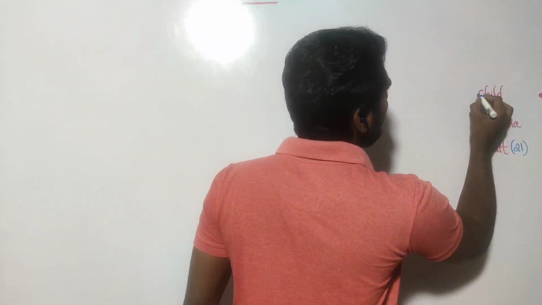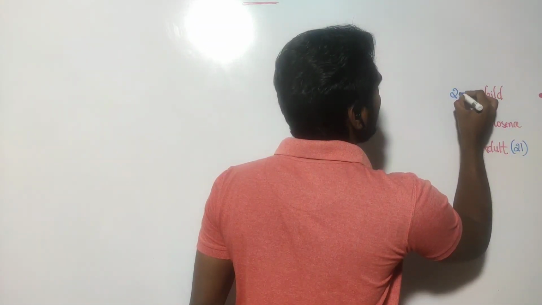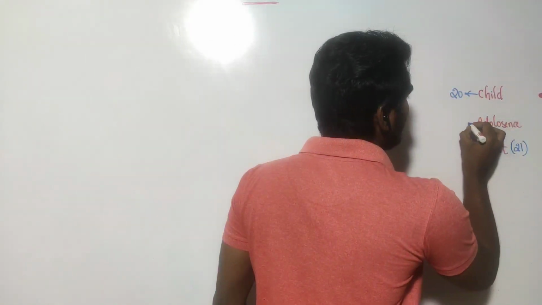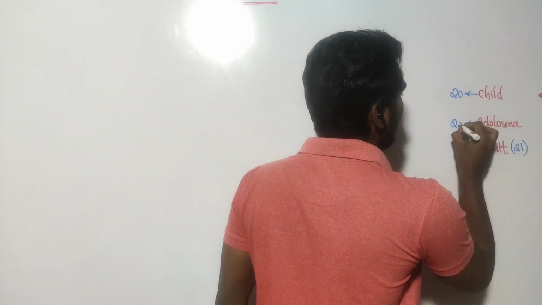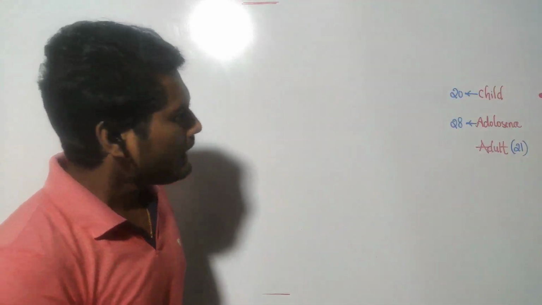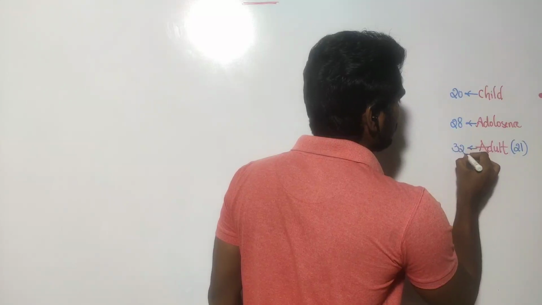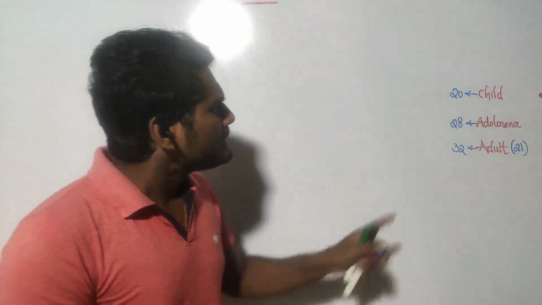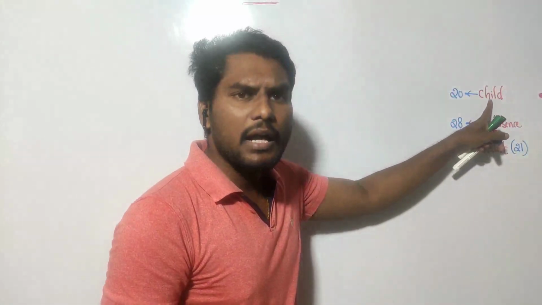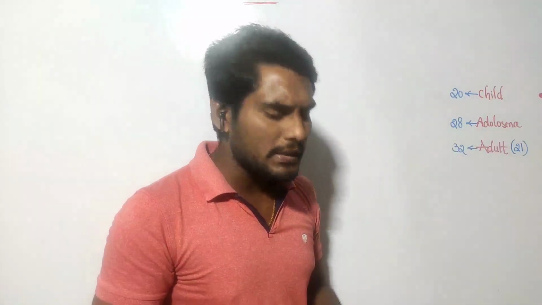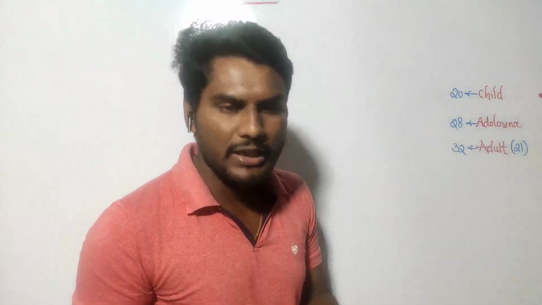How many teeth does a child have? 20 teeth. How many teeth do adolescents have? 28 teeth. And how many does an adult have? An adult contains 32 teeth. So the number of teeth in different age groups is different, and because of that, obviously the dental formula is also different.